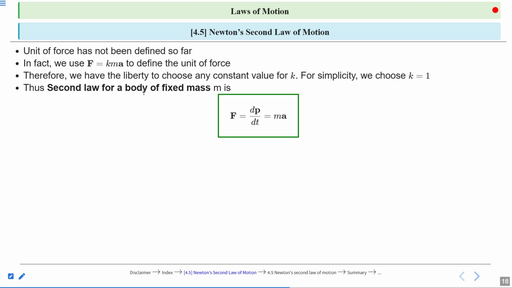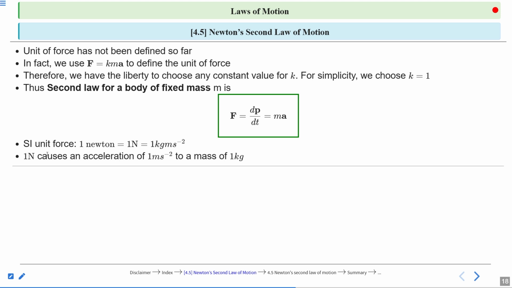So the second law for a body of fixed mass m is F is equal to dp upon dt, rate of change of momentum, which is equal to mass into acceleration, ma. SI unit of force is Newton. 1 Newton is equal to 1 kg meter per second square, and this is an important unit. 1 Newton causes an acceleration of 1 meter per second square to a mass of 1 kg. Clear?